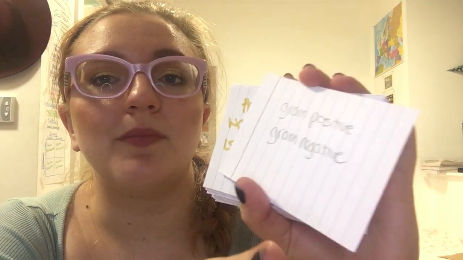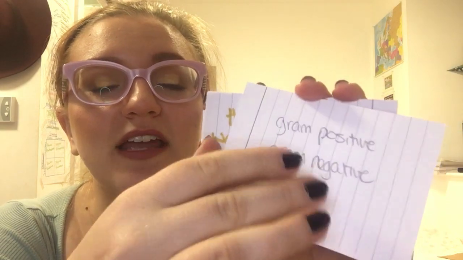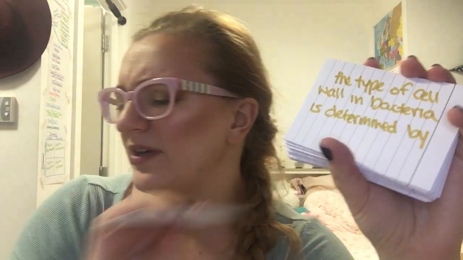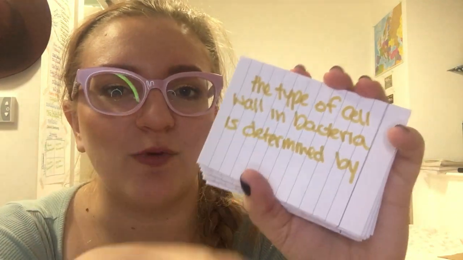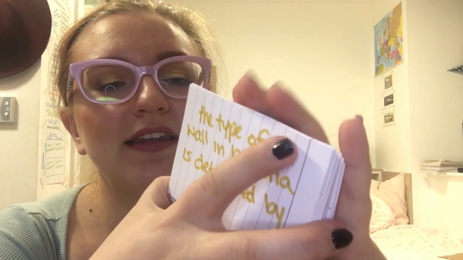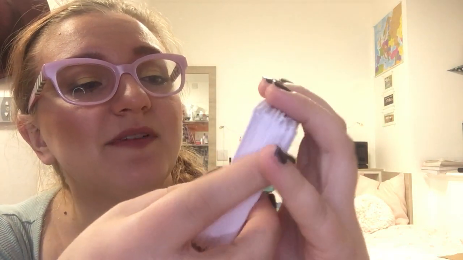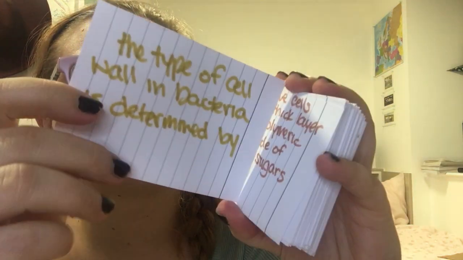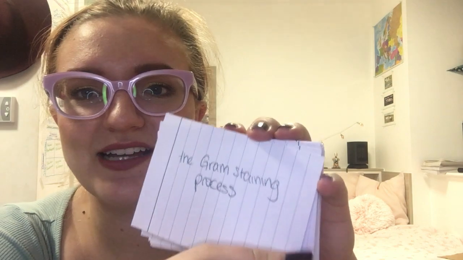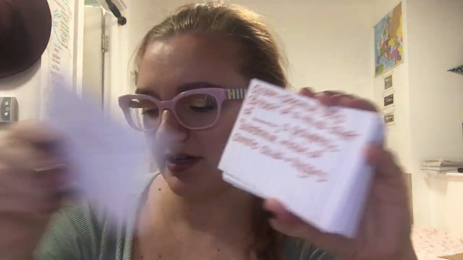The two main types of cell wall in bacteria. Those are the gram-positive and the gram-negative. And the way they figure out which one it is, they do that staining with crystal violet and see what color it turns to figure out if it's the gram-positive and the gram-negative. But they have more differences besides that as well. The type of cell wall in bacteria is determined by, just like I said, the gram staining process. They do the staining, see what color it turns.